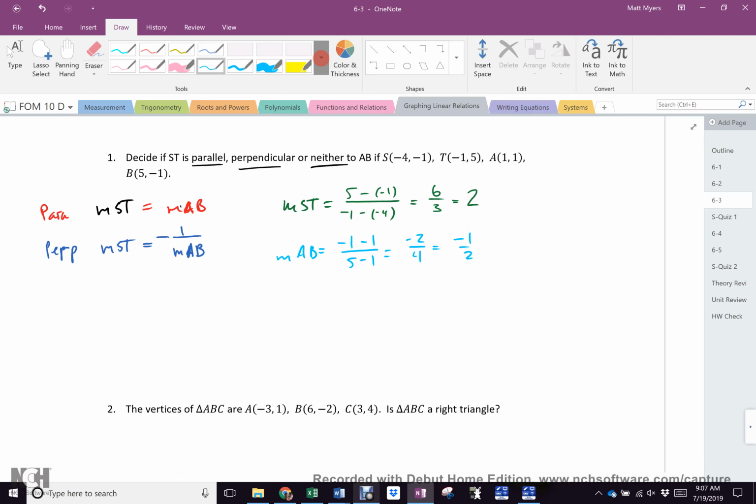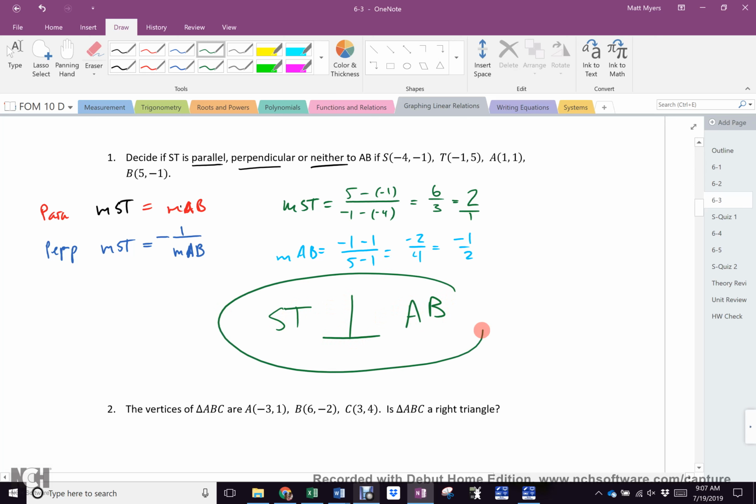Is there a relationship here? What is 2 really? 2 over 1. So, did those fractions reciprocate each other? Was one positive and one negative? So what are they? Parallel, perpendicular, or neither? Perpendicular. So ST, this is the symbol for perpendicular, is perpendicular to AB. Will I ever ask you to write that symbol out? No. I'm just giving you that so you don't have to write the word perpendicular because it's long.